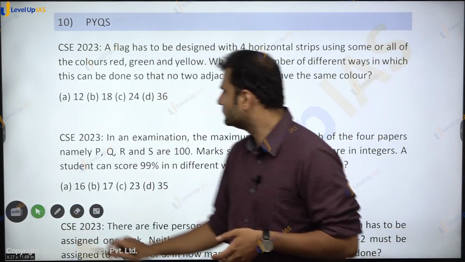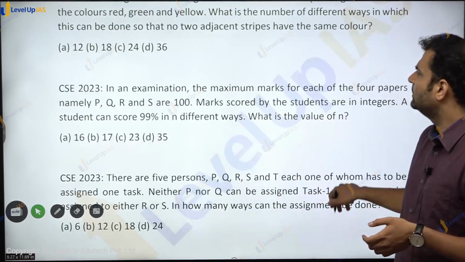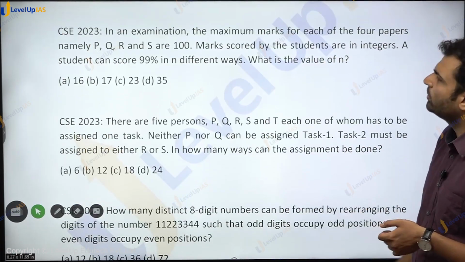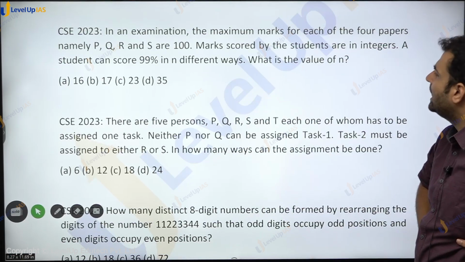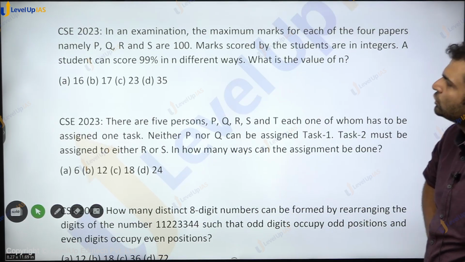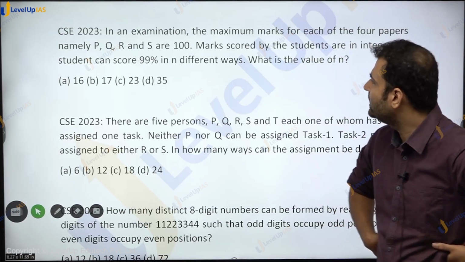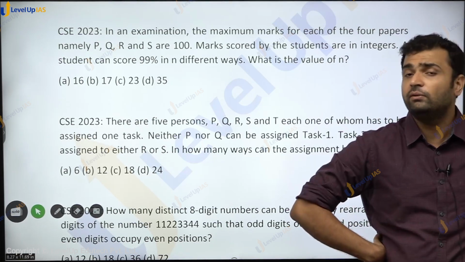Next, in an examination, the maximum marks for each of the 4 papers, namely PQRS, are 100, and marks scored by the student are in integers. A student can score 99% in n different ways. What is the value of n?